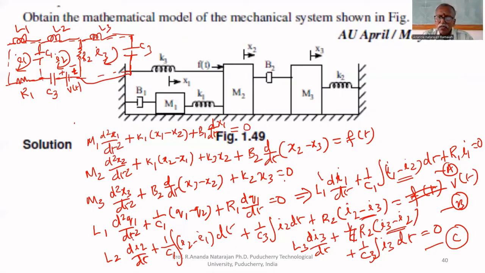See, which equation is this? L3, R2, C2. Only three elements. This is mass, this is resistance, this is inductance, this is capacitance. Only three elements.